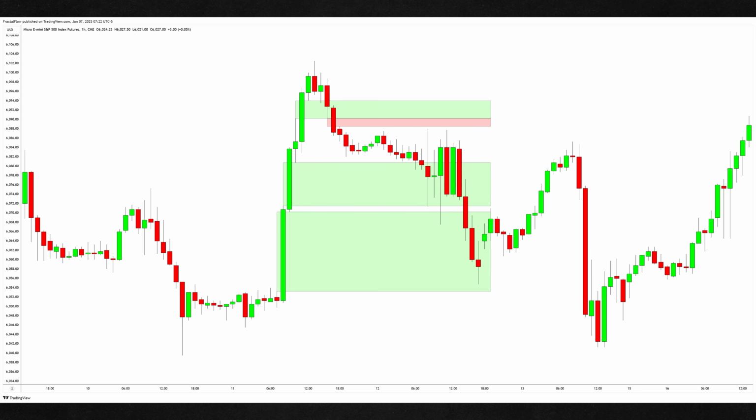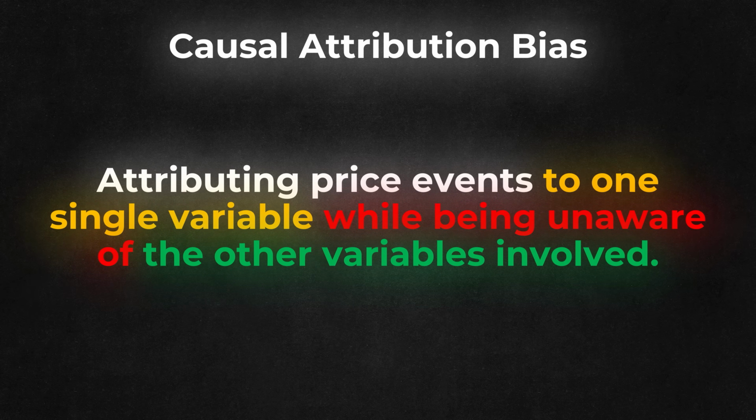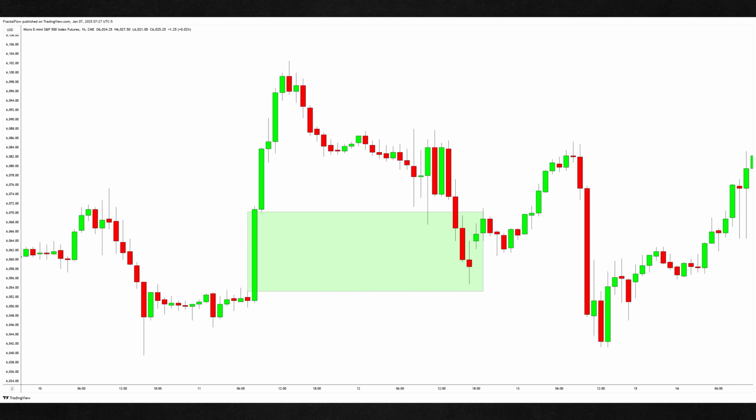It's common for beginner traders to attribute price events to one single variable while being unaware of the other variables involved. For example, in this image we can see a wide fair value gap, and the traders looking at it will attribute the brief price reversal to it. However, minimal examination allows us to see that this is not the only variable involved in the reversal. Right before the fair value gap, we can see a minor high that also contributed.